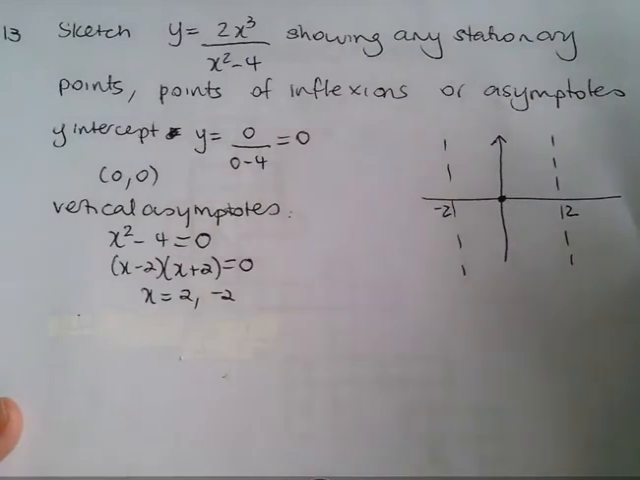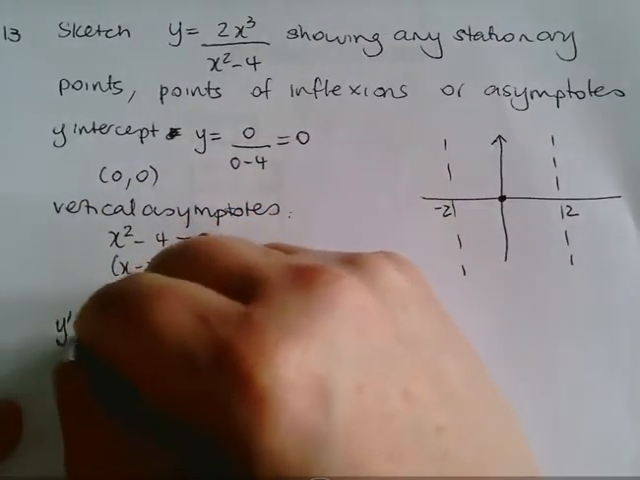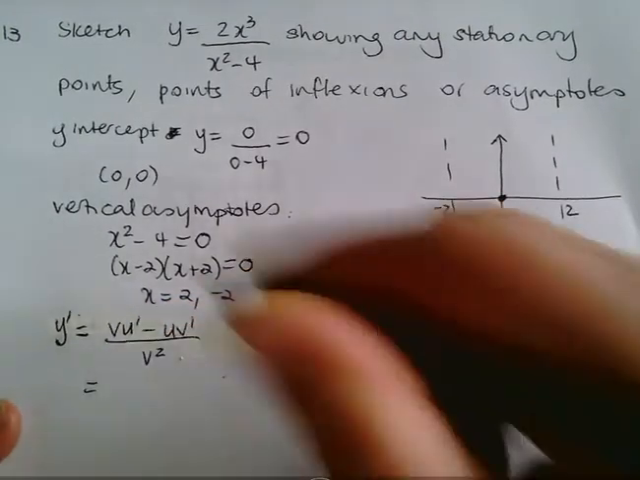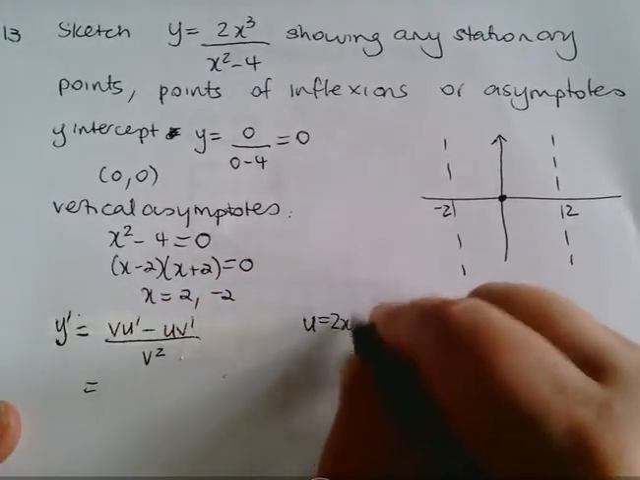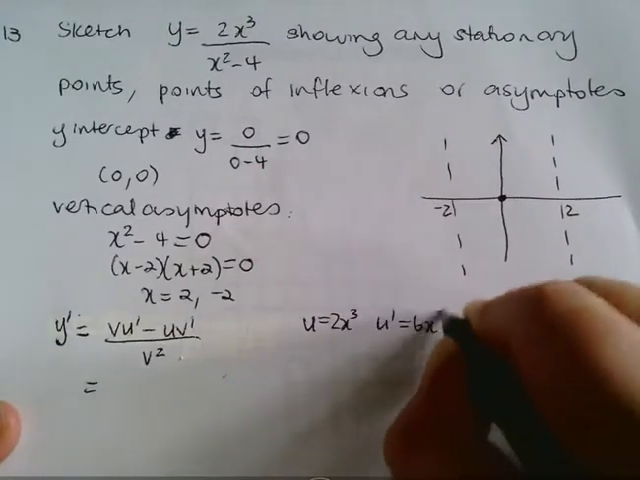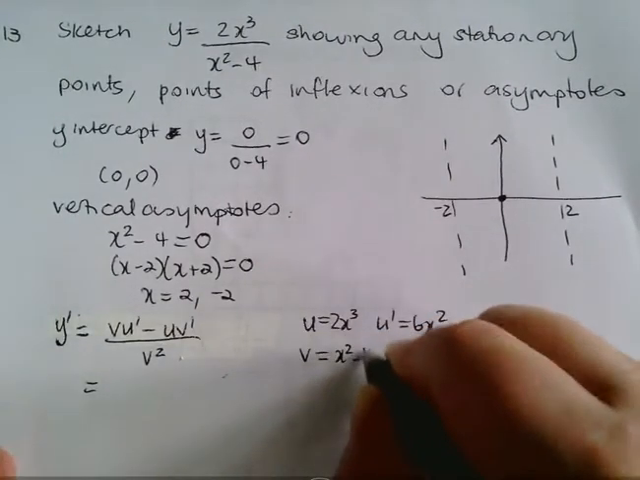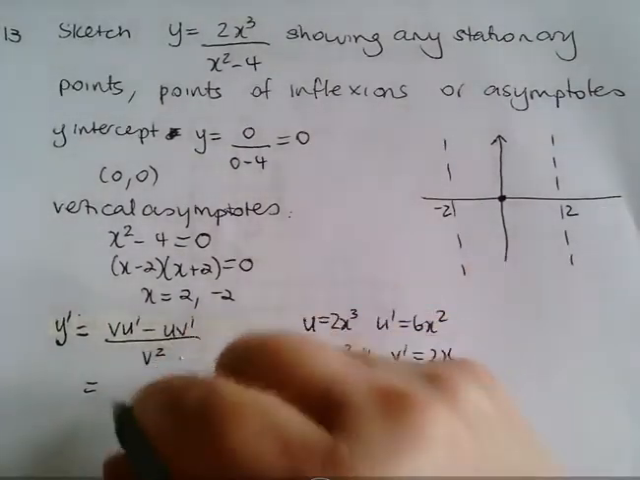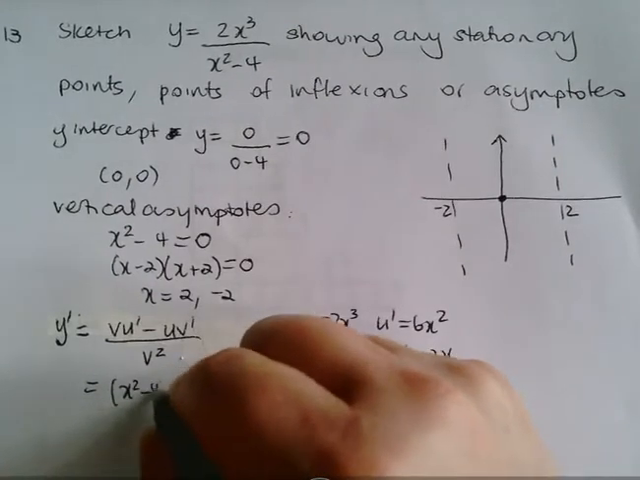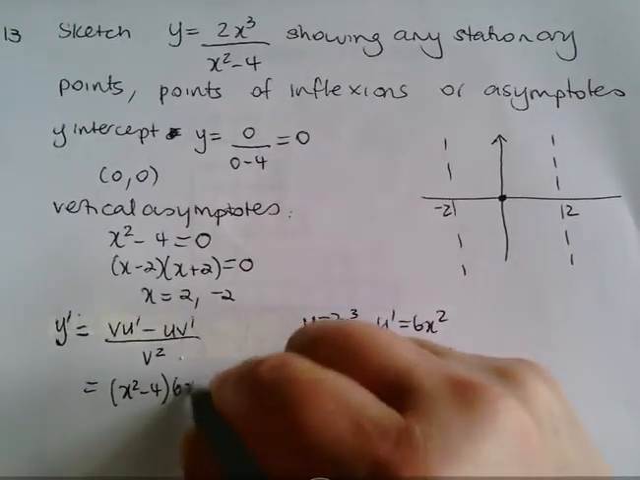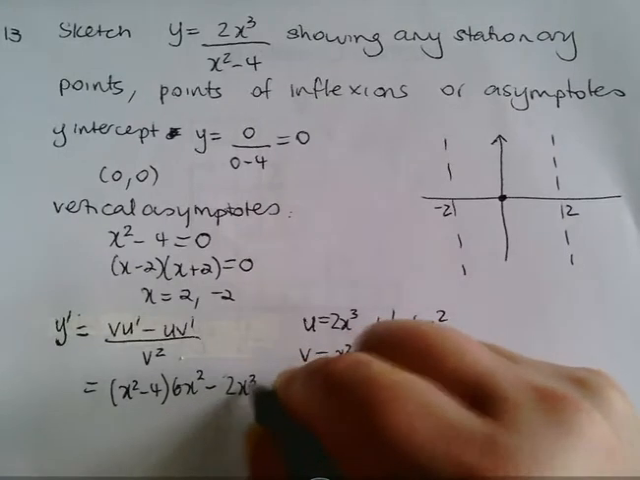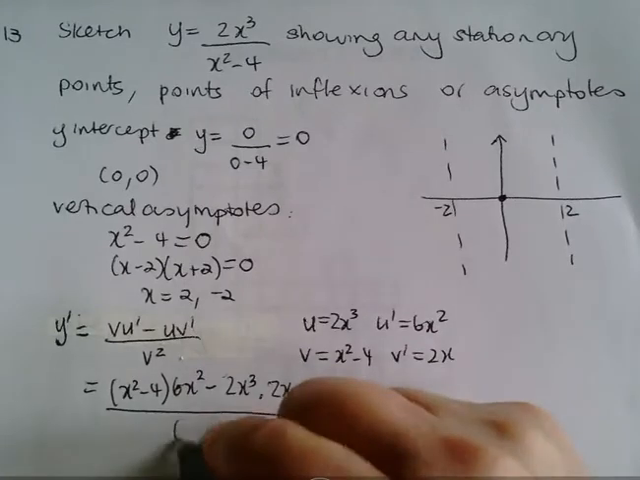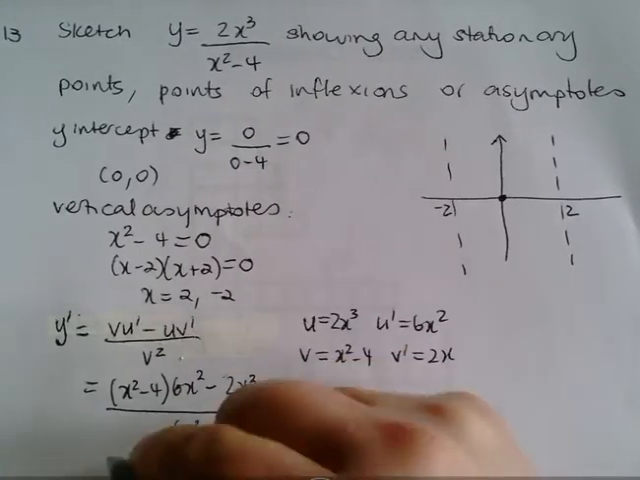All right, next, what are we doing? First derivative, y dash is (vu dash minus uv dash) over v squared. So u is 2x cubed, u dash is 6x squared, v is x squared minus 4, v dash is 2x. So we should have (x squared minus 4) times 6x squared minus 2x cubed times 2x, is that right? Over (x squared minus 4) squared.